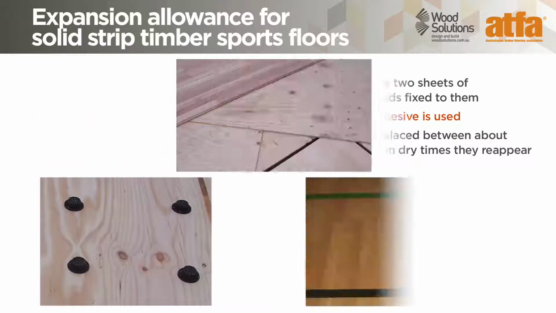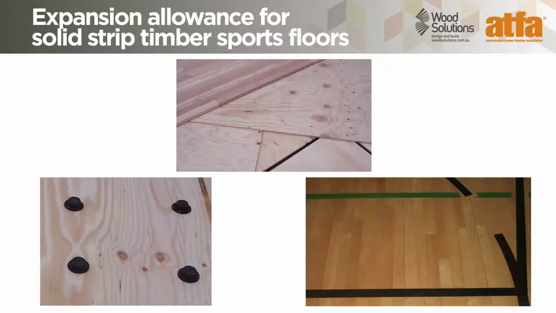The photos show the elements used in allowing for expansion. The top photo shows the plywood sheets being oriented with different grain directions over a black plastic moisture membrane. The photo on the bottom left shows the rubber pads fixed to the bottom of the plywood to give it spring. The bottom right photo shows the regular expansion gaps every 8 boards.